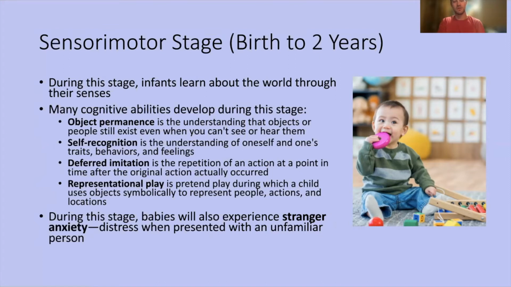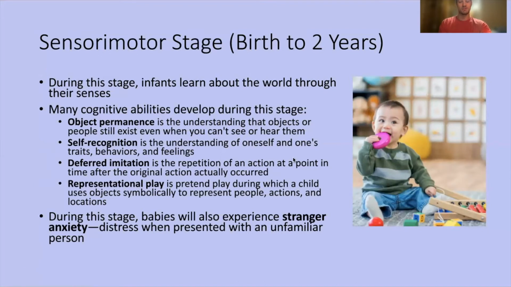Self-recognition is also another phenomenon that we see during this stage. It's the understanding of oneself, one's traits, behaviors, and feelings. So the child will actually become self-aware during the sensory motor stage as well. Deferred imitation is the repetition of an action at any point in time after the original action actually occurred. It's a lot simpler just to imitate something while you're watching it, but deferred imitation is also indicative that the child is developing cognitively, because they can delay that imitation. It's a form of learning.